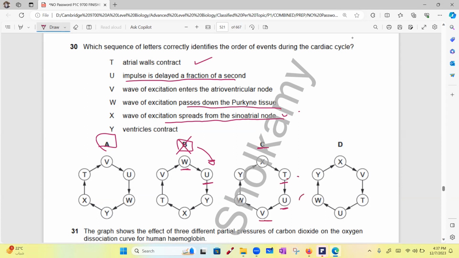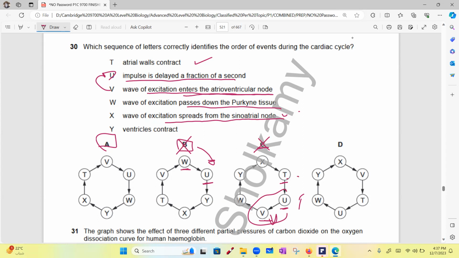V. Wave of excitation enters the atrioventricular node. There's a mistake here. The wave of excitation should enter the atrioventricular node, and then it should be followed by the impulse is delayed for a fraction of a second. So the mistake is in U and V. It should be V and then U. So C is wrong. Do you know where the mistake is?